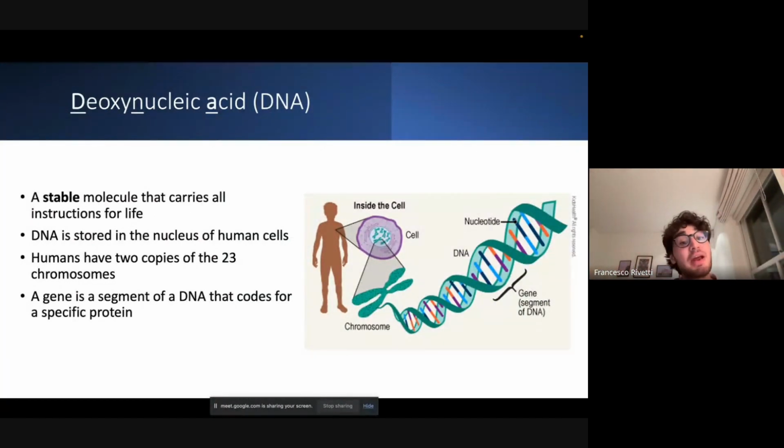And this is very important because it means that for every single gene we have two copies. Let's say we're talking about the gene that digests proteins. We'll have one copy from our mothers, one copy from our fathers. So the two copies are independent of each other. And this is very important when we talk about genetic diseases.